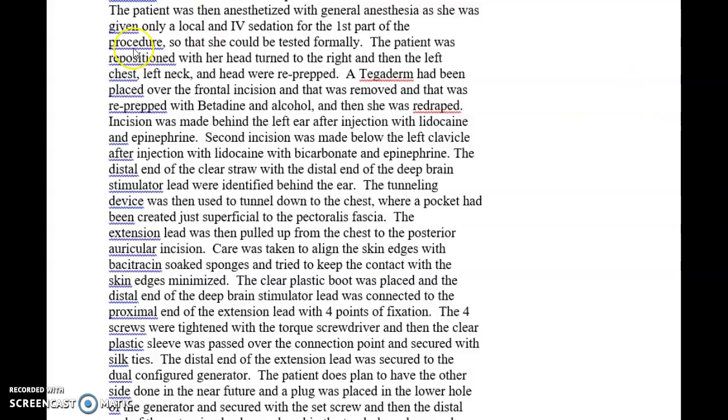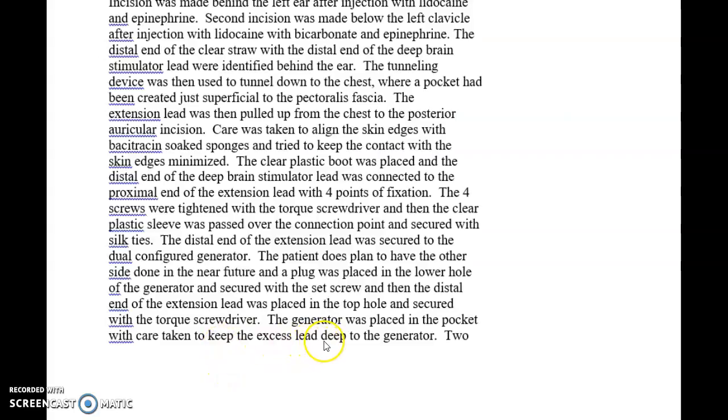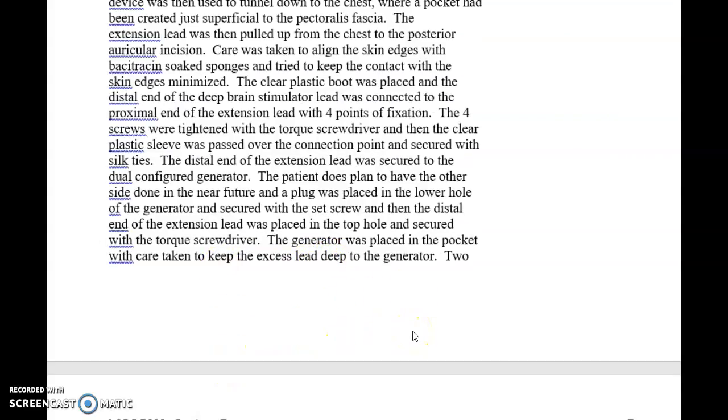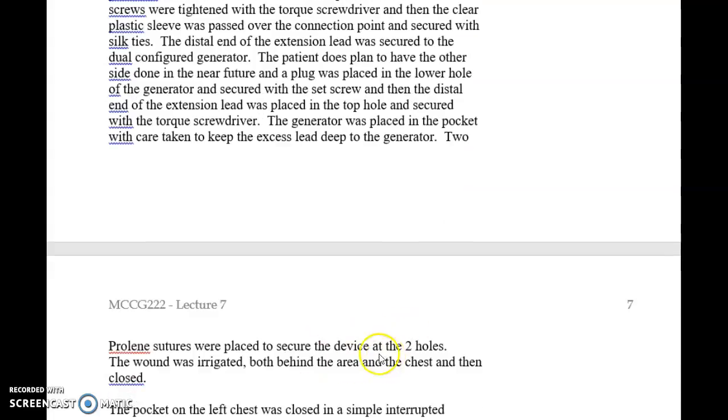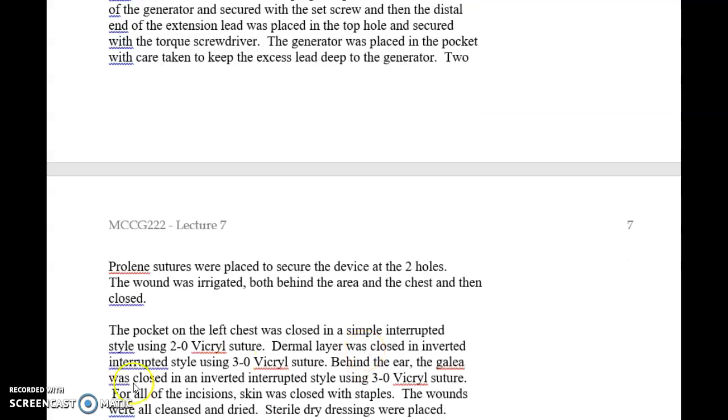So right here is when they actually make the incision, and then right down here is where they talk about making a pocket. The generator was placed into the pocket with care to keep the excess lead deep to the generator. The Prolene sutures were placed to secure the device at the two holes. The wound was irrigated. Again, there's no additional CPT code for the Prolene sutures to close the wound area or the incision site.